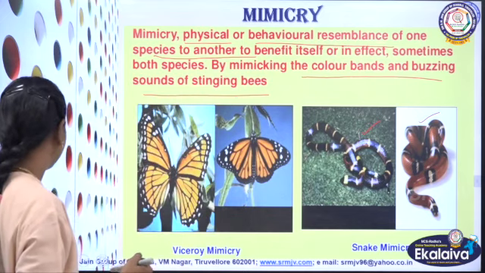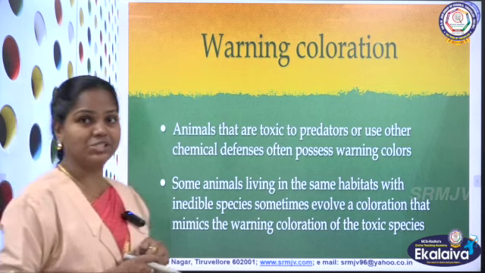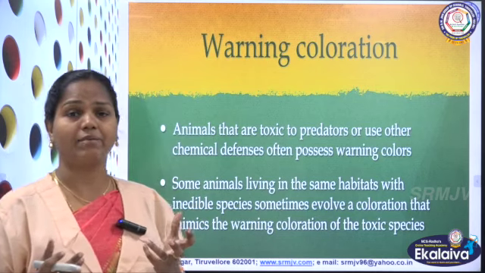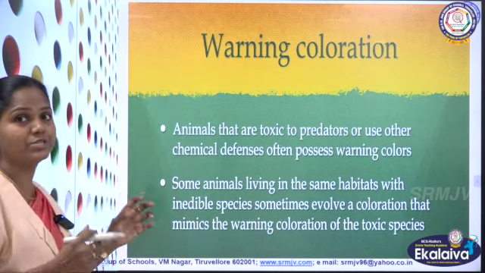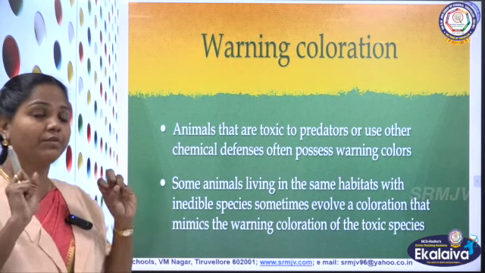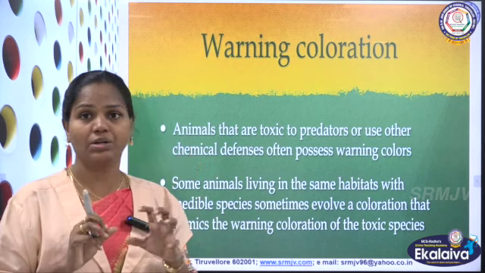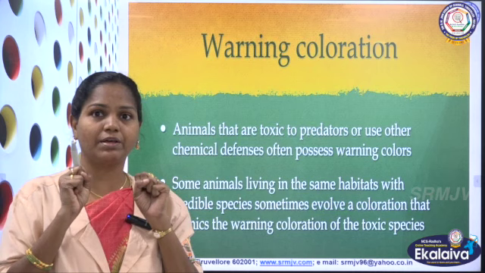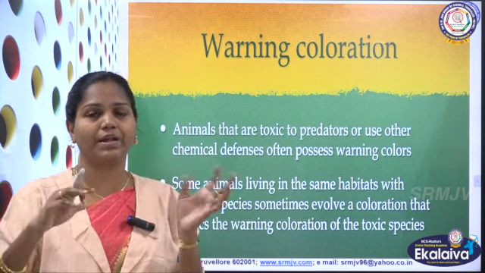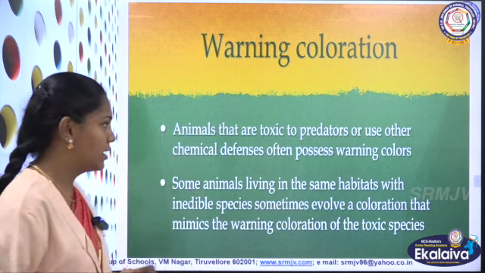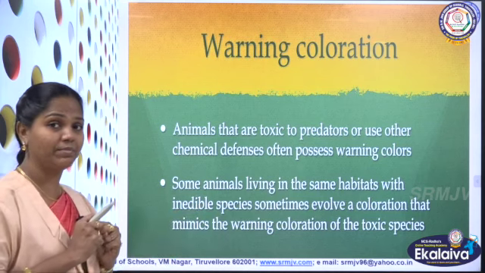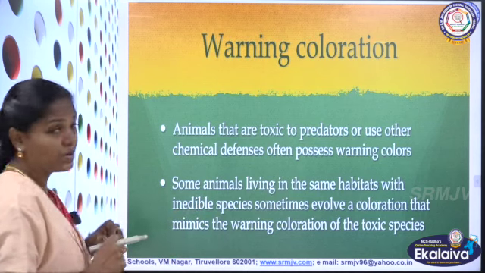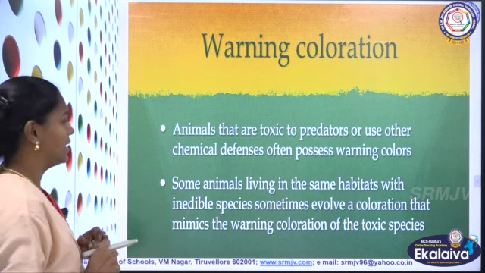Then warning coloration. Mainly amphibians like frogs will use this warning coloration, which we also call cryptic coloration. When the predator is coming, they will show some coloration so that the predator will go back without selecting that animal as its prey. So this is what we call warning coloration.